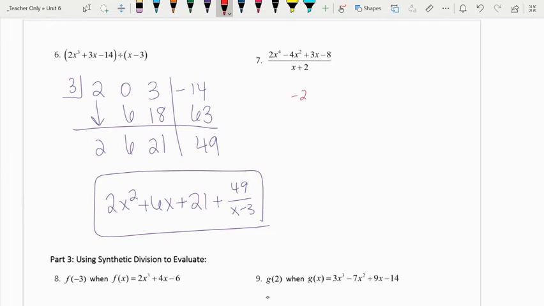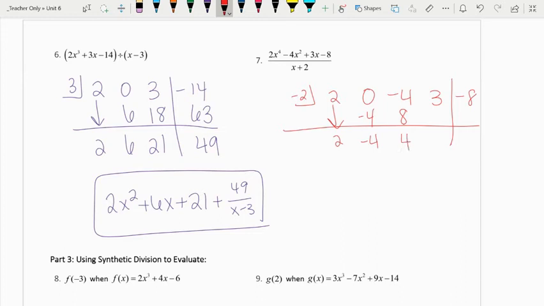On our next one, we have -2, 2, 0, -4, 3, negative. Drop down the 2, we have -4. Then it gives me a +8, -8, -5, +10, 2. So 2x to the third minus 4x squared plus 4x minus 5 plus 2 over x plus 2.